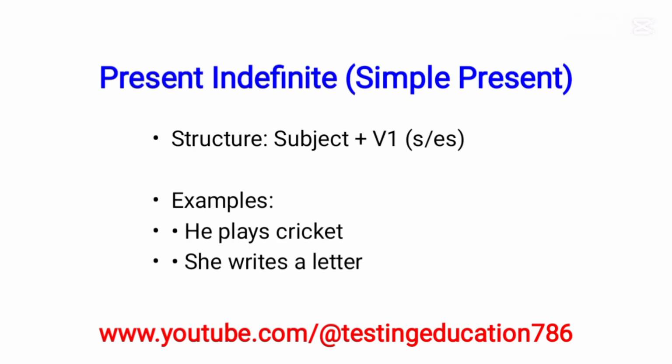The first form of present tense is present indefinite, which is also known as present simple tense. Its structure is subject plus first form of verb plus object. Always remember that s and es are used with third person singular in this tense, like he, she, it. For example, he plays cricket, she writes a letter. So students, keep it in your mind. This tense is used to express habitual action and to express general truth. For example, the sun rises in the east.